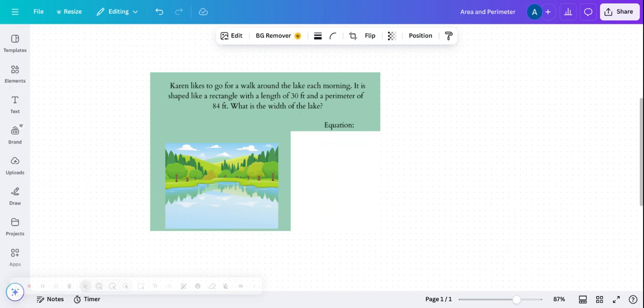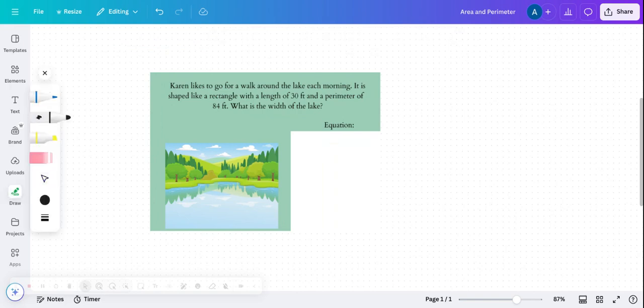In this problem, it says, Karen likes to go for a walk around the lake each morning. It is shaped like a rectangle with a length of 30 feet and a perimeter of 84 feet. What is the width of the lake? So in this question, it tells us the length, the shape of the lake, and the perimeter of the lake. However, the width is missing, and that's what we need to figure out. Our first step in solving these problems, again, is drawing a picture model, labeling what we know, and then we'll work our equation from there.